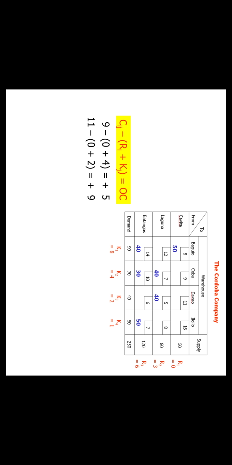Next is the unused cell with a cost of 16. Row position is still at row 1 with a value of 0. Column position is at column 4 with a value of 1. Applying the formula, you have 16 minus the quantity 0 plus 1, or 16 minus 1 is positive 15. Next is the unused cell with a cost of 12. Row position is now at row 2, where R sub 2 is equal to 3. Column position is at column 1, where K sub 1 is equal to 8. Applying the formula, you have 12 minus the quantity 3 plus 8, or 12 minus 11 is positive 1.